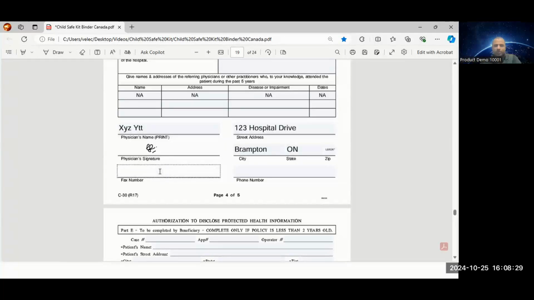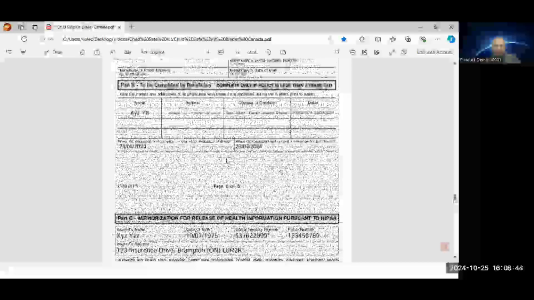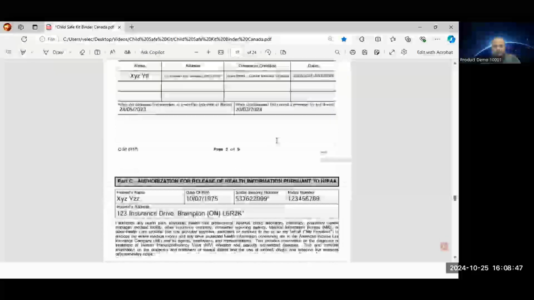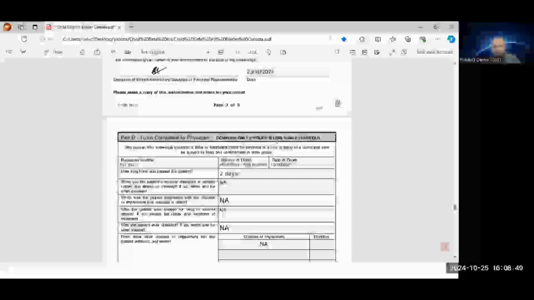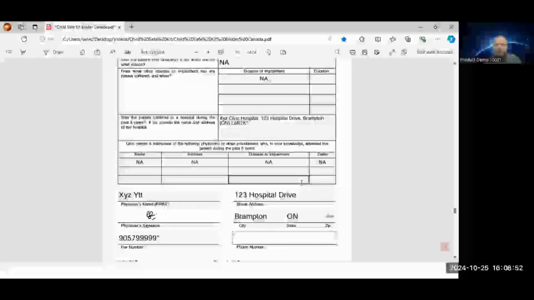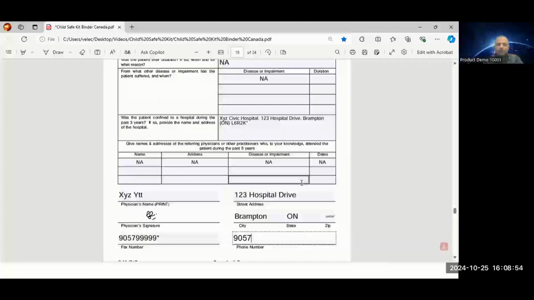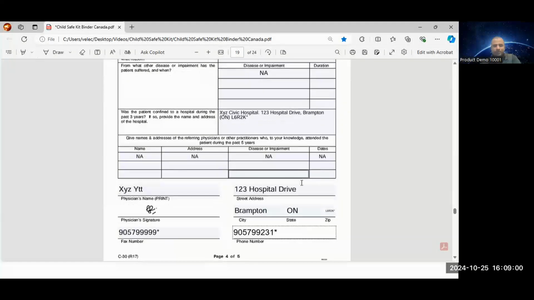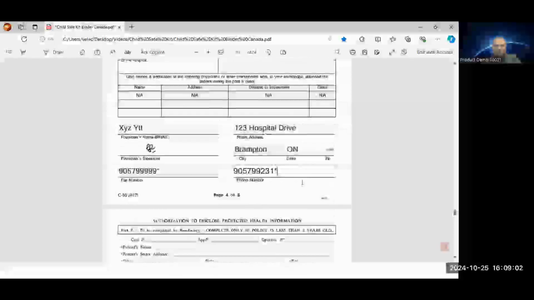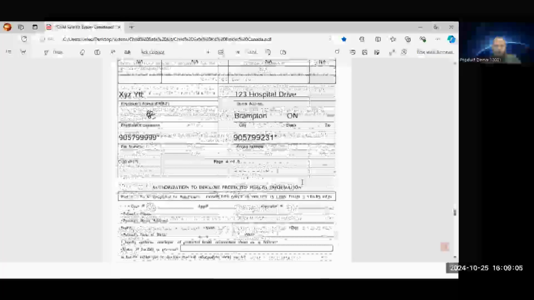Okay, fax number. Should you have a fax number, you will need to type that in. So let's say 905-799-999, whatever the last digit is. Okay, and the phone number for the physician. So let's say this is 905-799-231, whatever the last digit is. All right, so that's it for this part over here, part D.